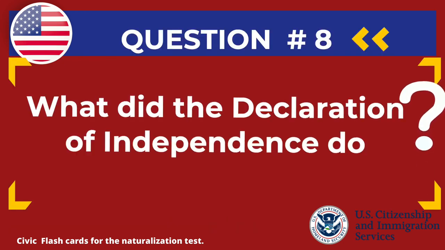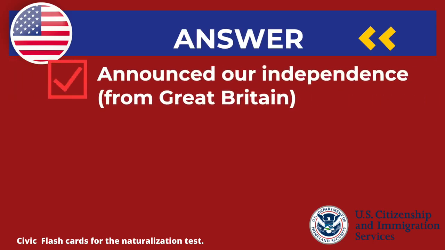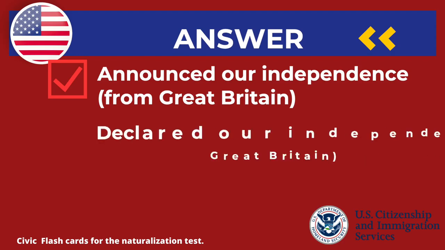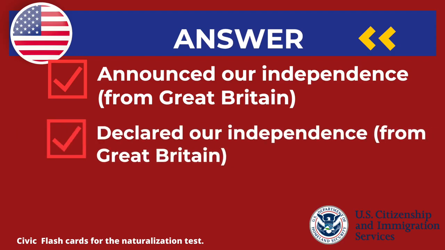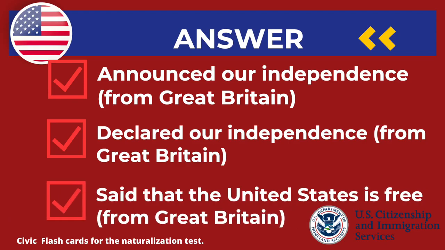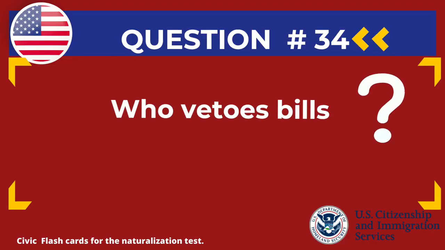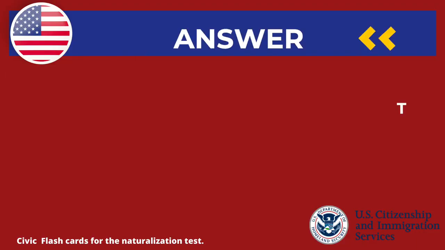What did the Declaration of Independence do? Announced our independence from Great Britain. Declared our independence from Great Britain. Said that the United States is free from Great Britain. Who vetoes bills? The President.